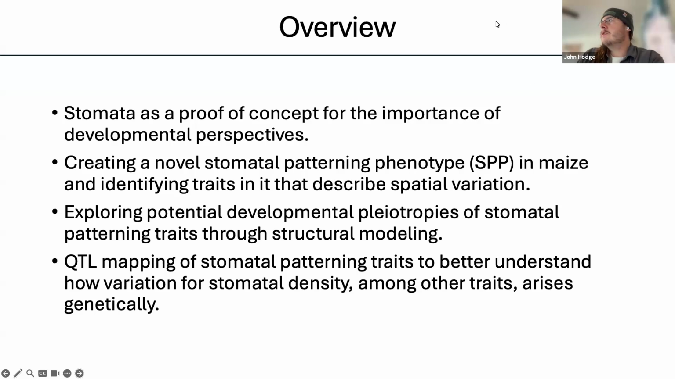Just to provide a brief overview of some of the topics we're going to go over, I'm going to walk through the idea of using stomata as a model system for thinking about complex traits from a developmental perspective. I'm going to introduce this new spatial patterning phenotype that we developed based off of some ML annotated phenomics data. Once we have that information, we're going to explore it in a couple of different ways, through structural equation modeling as well as QTL mapping, so that we can think about how some of these genetic effects can cascade through trait spaces.